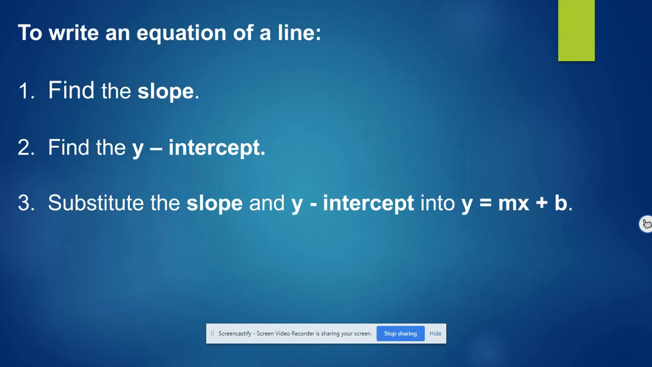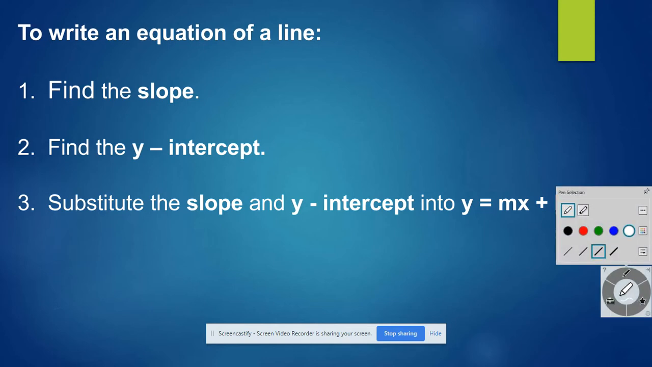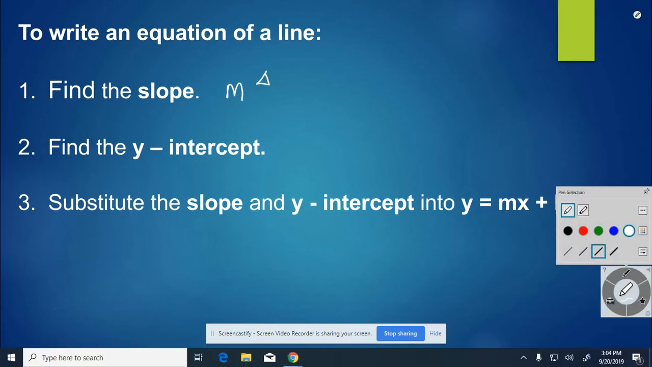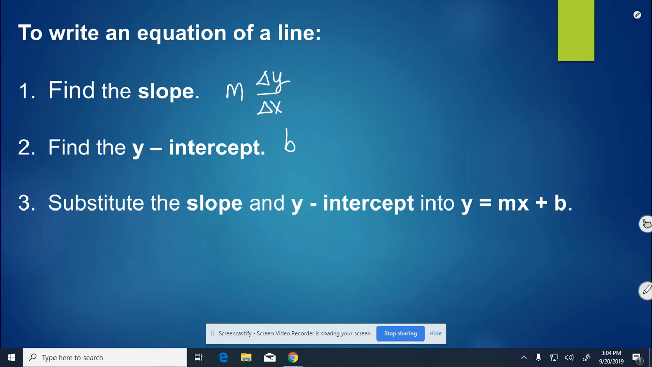To do this, we're going to first find the slope. Remember, slope is the letter m, and it is the change in y over change in x. Then we're going to find the y-intercept, which is the b, and where it crosses the y-axis. And last, we're going to substitute the slope and y-intercept into y equals mx plus b.